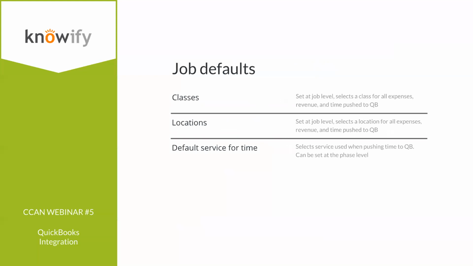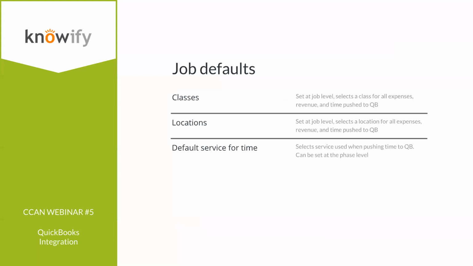So if you have a bill, if you have invoices, if you have time, and we're creating it in Knowify and pushing it to QuickBooks, it'll also reference that job and use the appropriate class or location that you tag to that job. It's just handy so you don't have to set it on each transaction. Knowify knows which class and location you tag to that project. It automatically carries the information across.